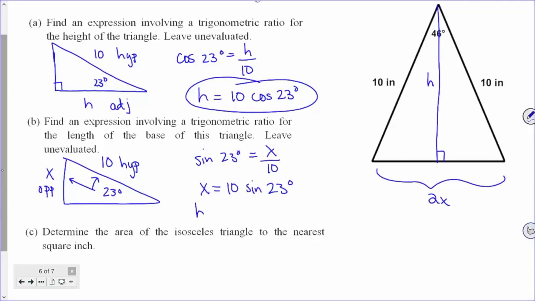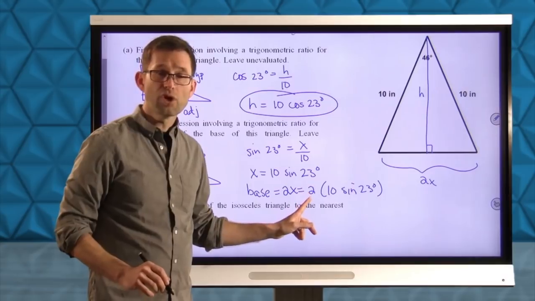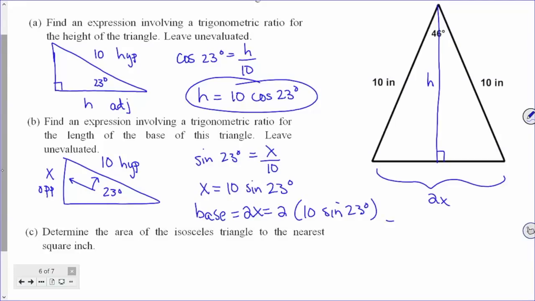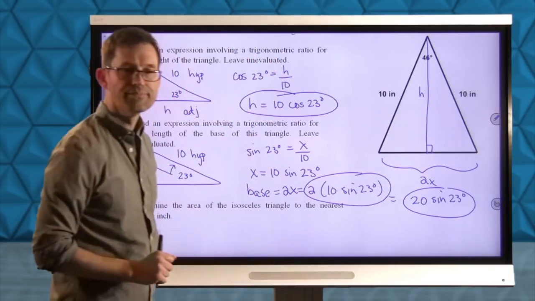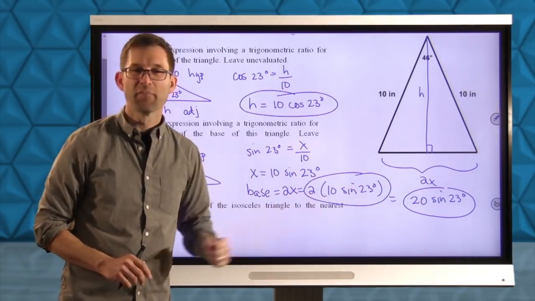So the base, which is 2x, will be 2 times 10 times the sine of 23 degrees. And you could definitely leave it like that. Or if you chose, you could do the 2 times 10 and leave it as 20 times the sine of 23 degrees. Either of these would be perfectly okay. All right? So now I've got the height and I've got the base.